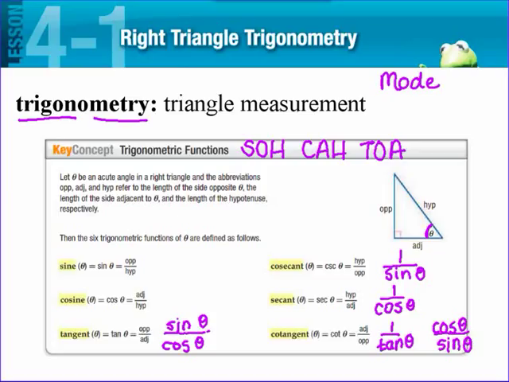Is this like the negative one thing? No, these aren't the negative ones. These aren't the inverses, and we'll get to the inverses, but these aren't the inverses. These are a little different. So today, all we're going to be doing is solving right triangles. That's it. So let's go ahead and look at an example.